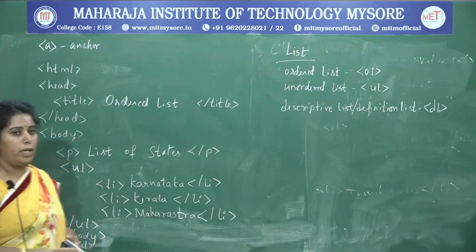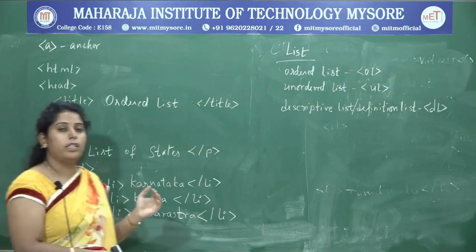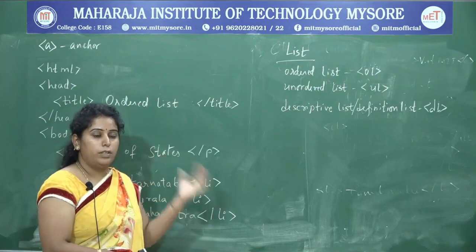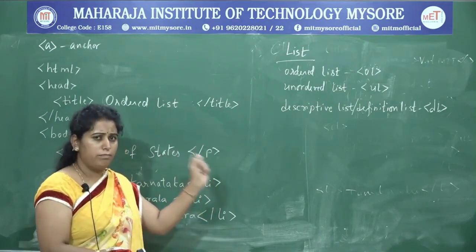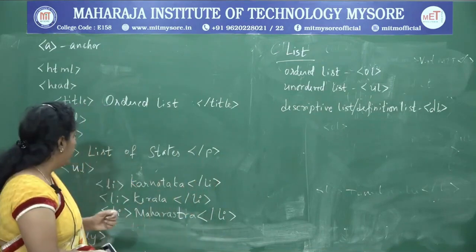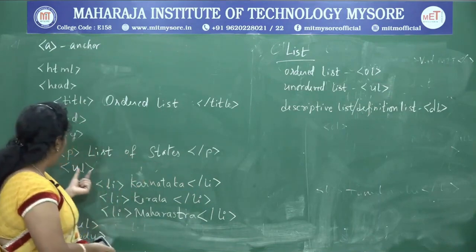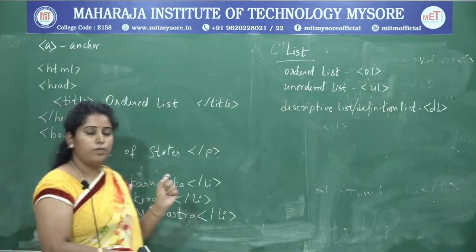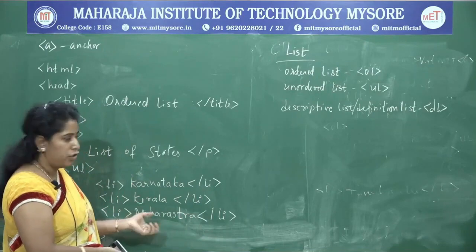Okay, this is the program where we are implementing an unordered list. In an unordered list, as I said, the items are not in order. Those data in the list are represented using bullets or circles, symbols like that. So I am printing the message list of states, unordered list. By default, the type of unordered list will be bullets. So Karnataka, Kerala and Maharashtra.